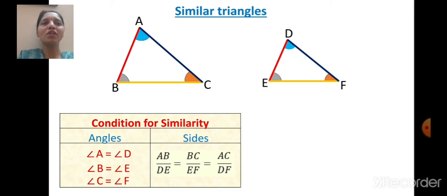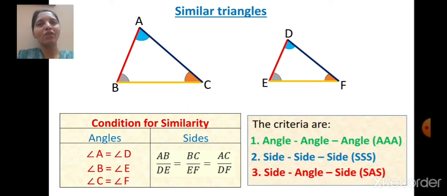After that we have learned different tests of similarity, that is different criteria. In that we have learned the angle test. Even if two corresponding angles are congruent, then also we can show that these two triangles are similar. In today's session we are going to learn the SSS test and the SAS test.